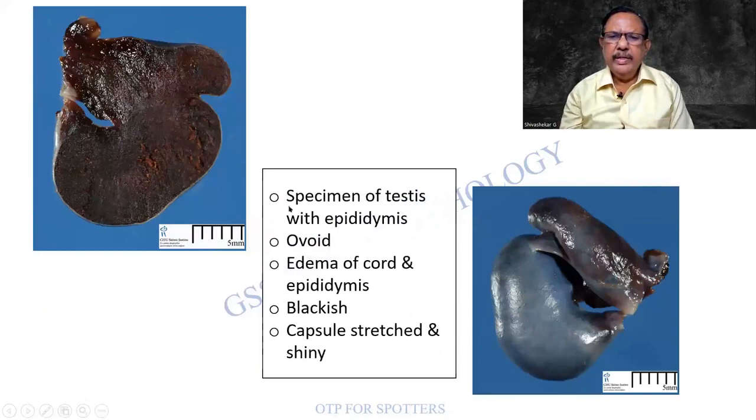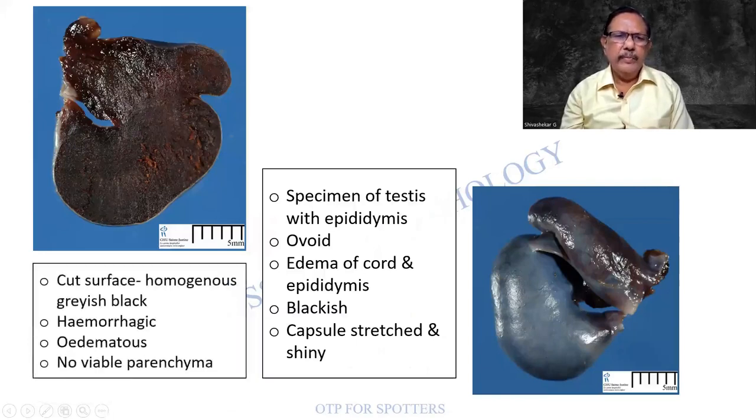I find that it is a specimen of testis because I am having the epididymis. Compare it with the atrophic testis. It is ovoid. The cord is also edematous. The epididymis is also edematous. Blackish in discoloration. The capsule is stretched and shiny. And when I go to the cut surface, it is homogeneous. There are areas of blood oozing out, hemorrhagic, edematous. There is no live tissue or parenchyma. Therefore, the diagnosis is gangrene testis due to torsion.